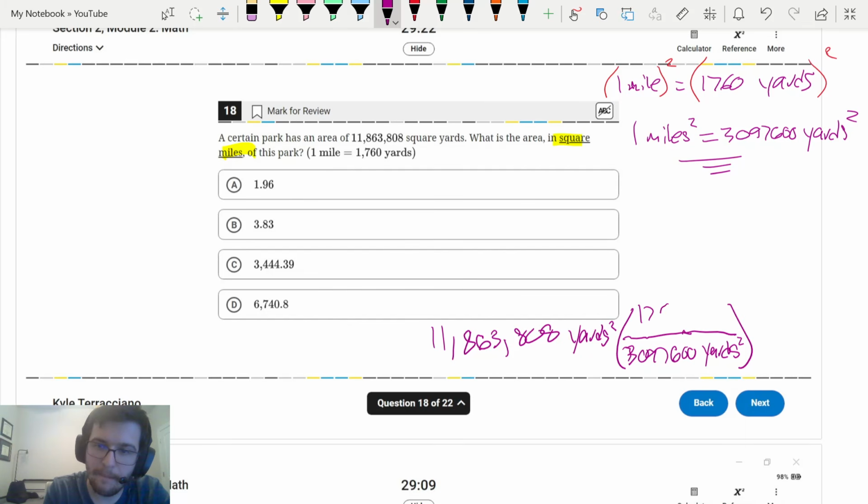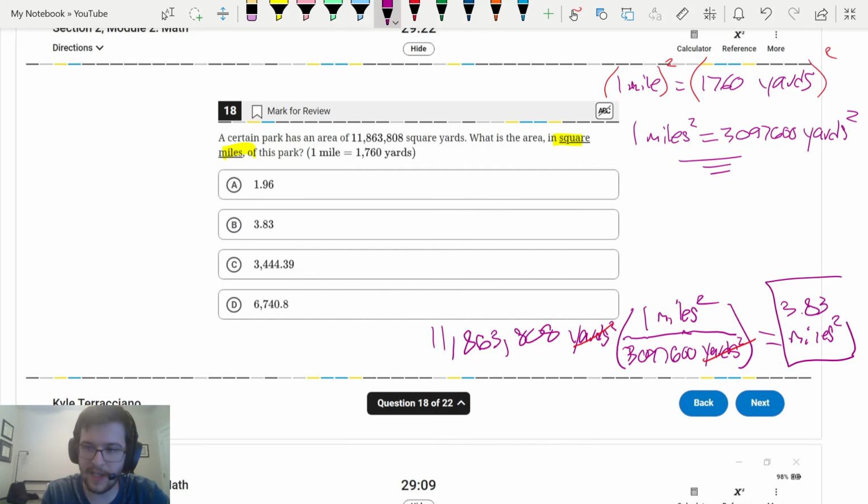And then 1 mile squared. And we see the units cancel, yard squared and yard squared. Now you just go into the calculator and you type in 11,863,808 parentheses 1 divided by 3097600 parentheses. And you should get 3.83 miles squared, and that is the answer.